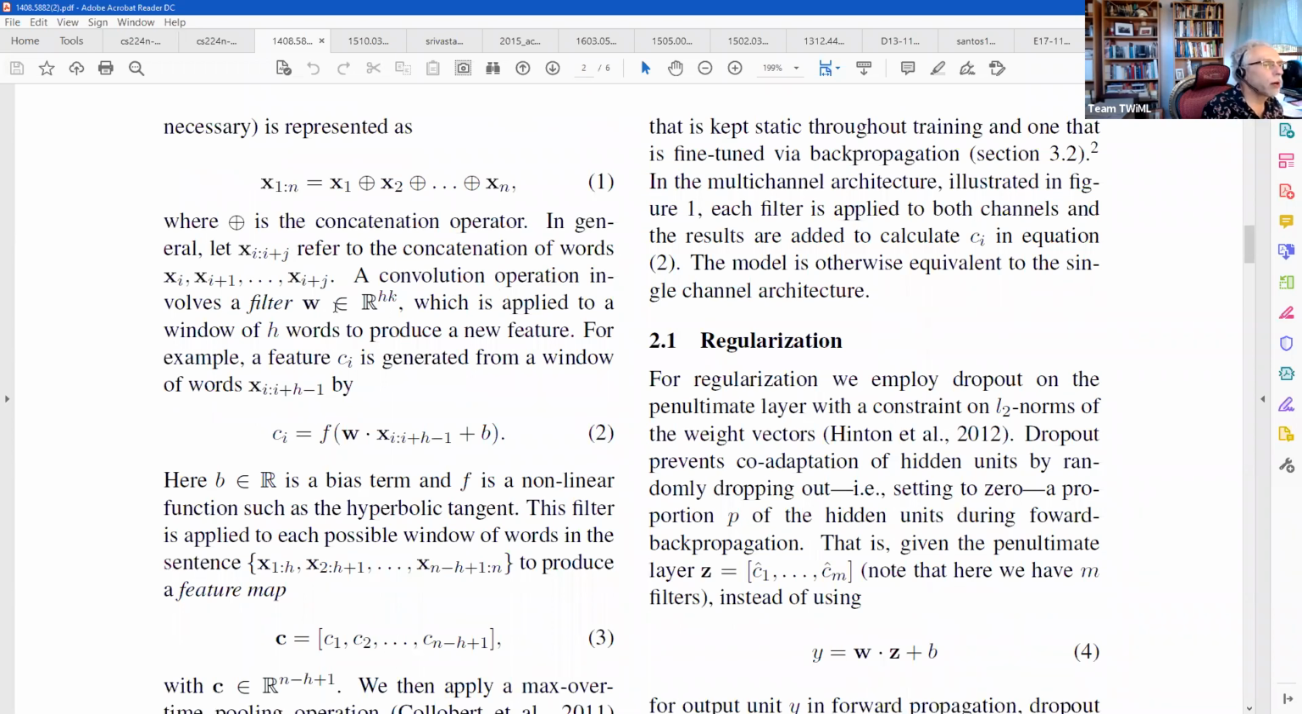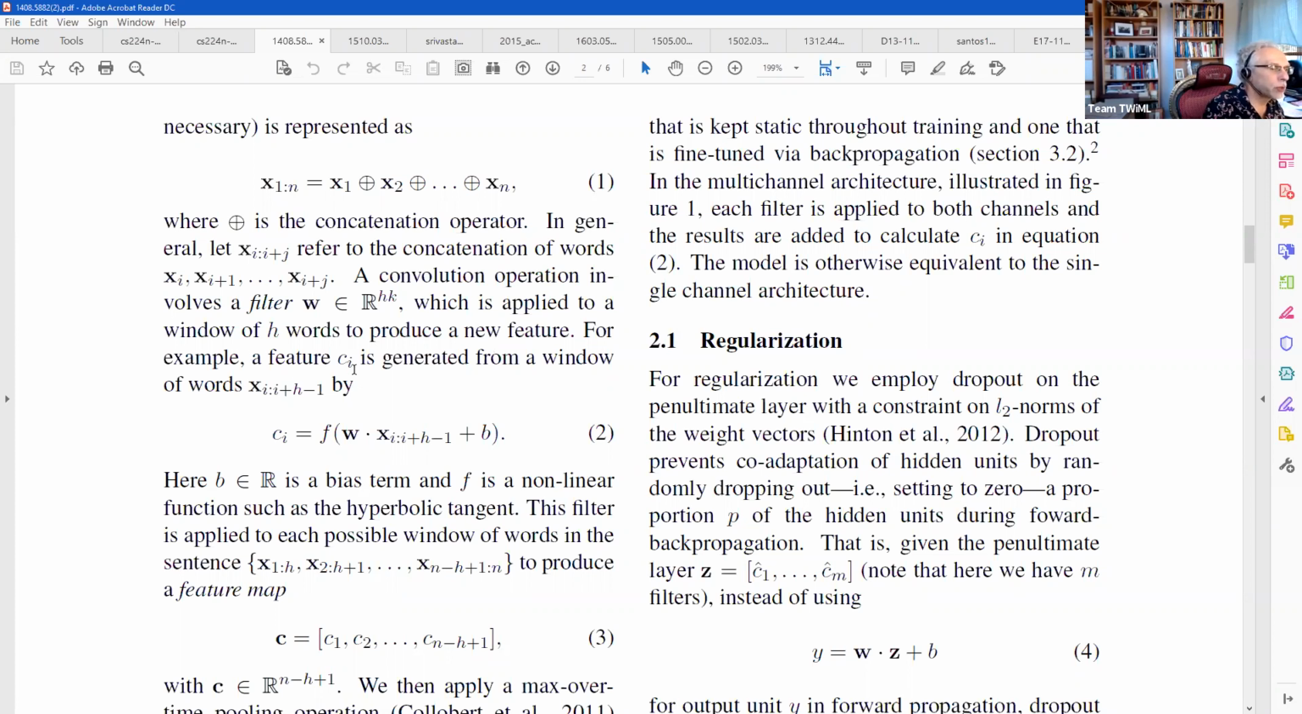A convolution involves a filter w. Remember, I was telling you the filter for a convolution is actually two dimensions. The length of the filter is k, that is, the number of columns is k. It's a matrix of k columns and h rows, where h is the length of the convolution. So if h is 2, then it's going to be 2 by k, right? And it's applied to a window of h words, in this case h could be 2 or 3 or 5 or whatever, to produce a new feature.